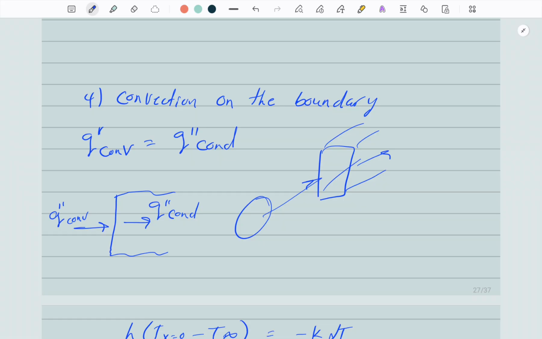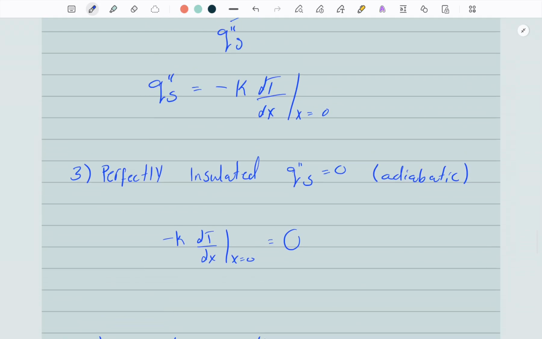Convection on a boundary, meaning if air is blowing onto the surface of a solid, that's not constant temperature, it's not constant heat flux, it is convection. Convection heat flux will equal the conduction heat flux. Perfectly insulated: just because something is insulated, that doesn't mean it's perfectly insulated. If it's perfectly insulated or close to it, we'll call that adiabatic, and the heat flux will equal 0.